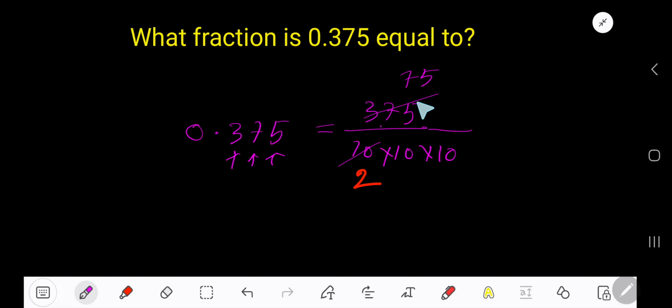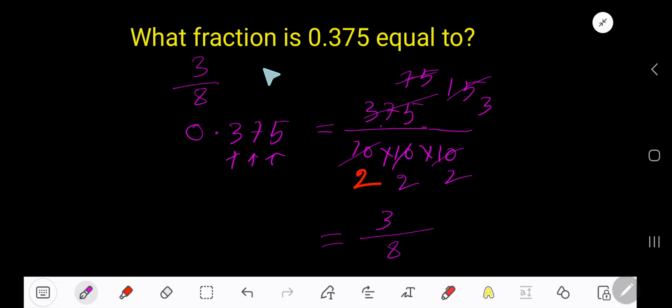Again, this 75 is divisible by 5, I will get 15. This is divisible by 5, I will get 2. This is divisible by 5, I will get 2. This is divisible by 5, I will get 3. So you are getting 3 over 2 times 2, 4, 4 times 2, 8. That is 3 by 8 fraction is equal to 0.375.